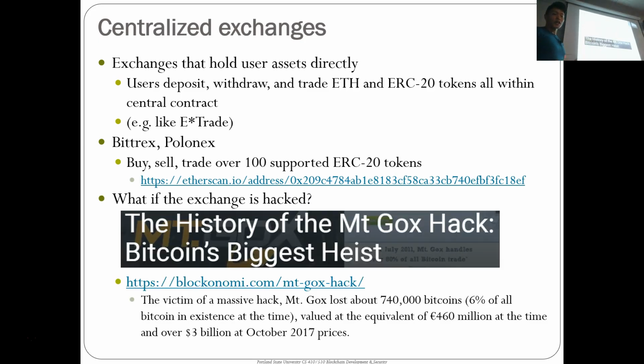But what happens if the exchange is hacked? So the history, Mt. Gox was the first exchange. It held a whole bunch of people's Bitcoin. And then it got hacked and lost 740,000 Bitcoins and then went bankrupt soon after. So if you're holding the actual assets, well, these are the wallets. The wallet's worth that many Bitcoins, and you get hacked, then yes, having it be centralized is not necessarily a good idea, because now you are in charge. Mt. Gox was in charge of operationally securing everyone's private key.